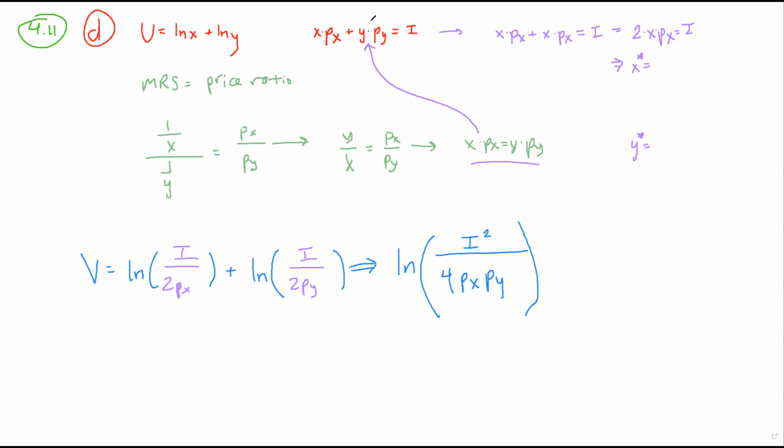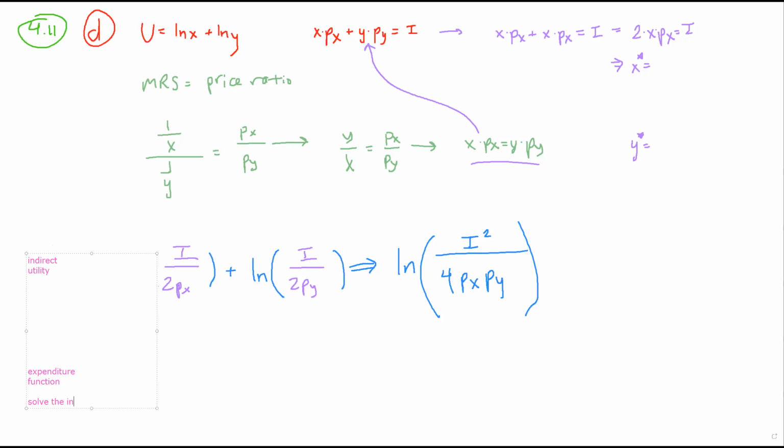Now, they wanted you to find the indirect utility function and the expenditure function. So this is the indirect utility. How do you get the expenditure function? That's pretty easy.